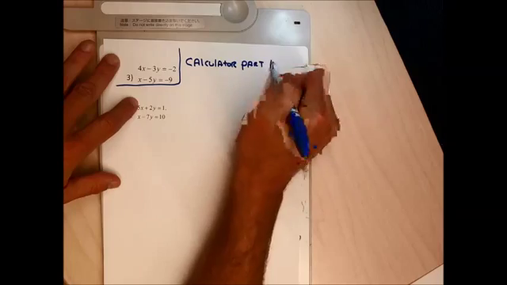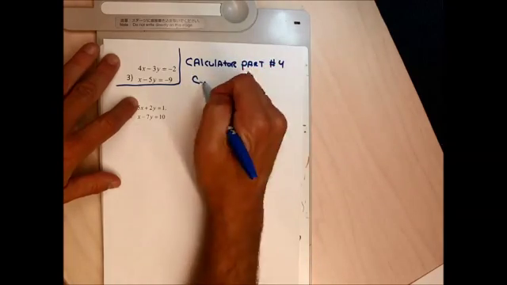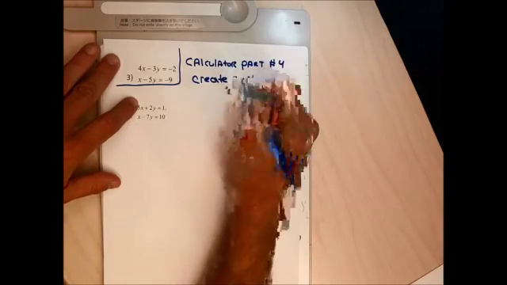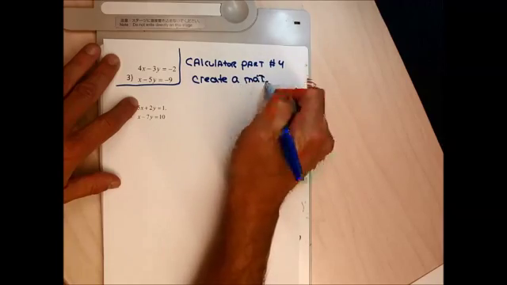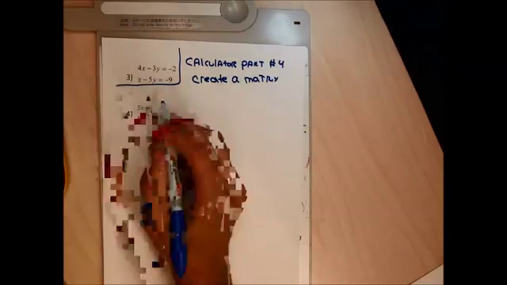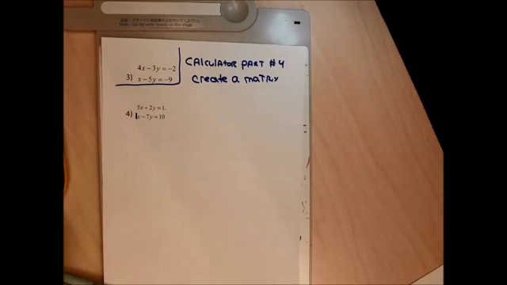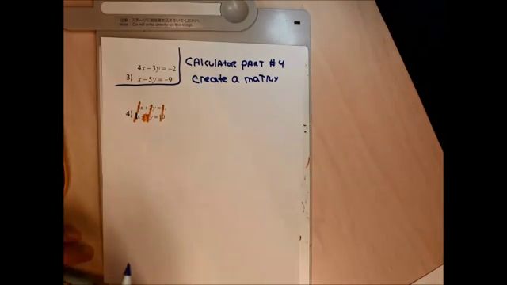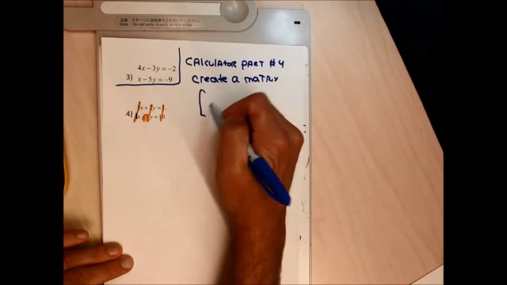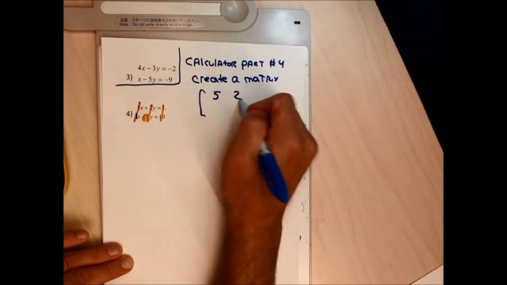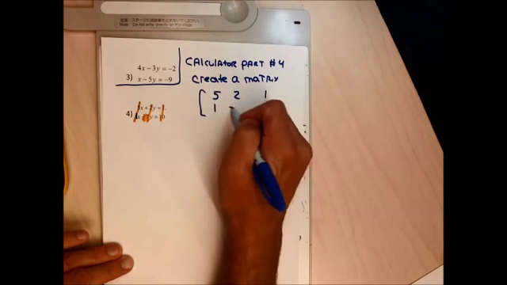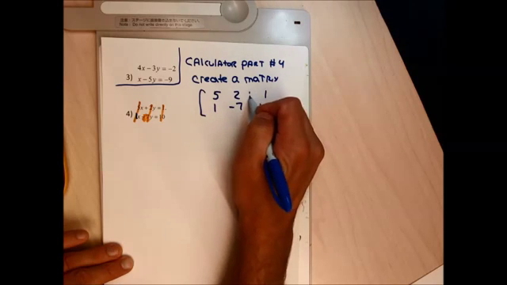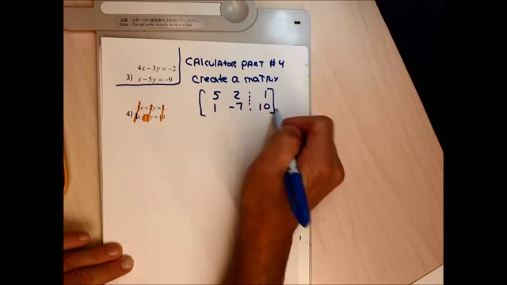part of number 4. So I need to create a matrix, and that's easy. I just pull off the numbers that are in front of the letters. If there's not a number, it's implied 1. So I'm going to have that, that, and that. And my matrix here is going to be 5, 2, 1, 1, negative 7, 10. Put a bar for that equal sign. It can be dashed, doesn't have to be dashed.